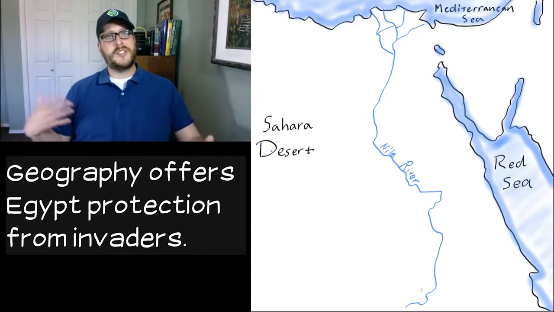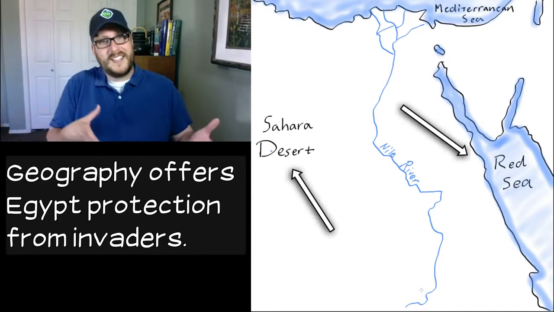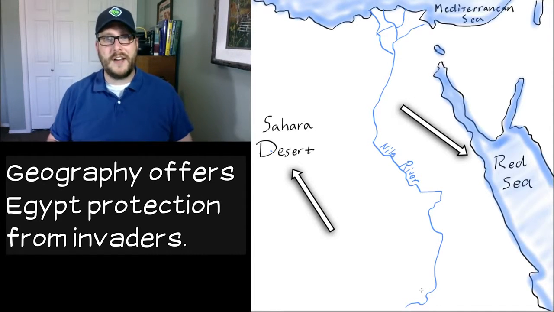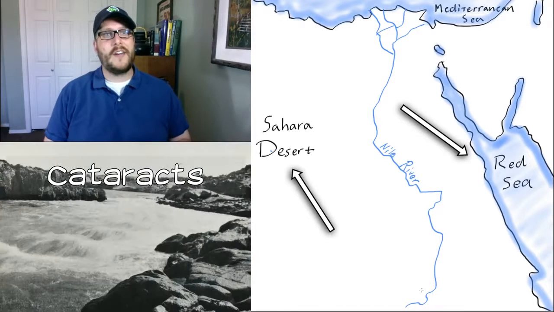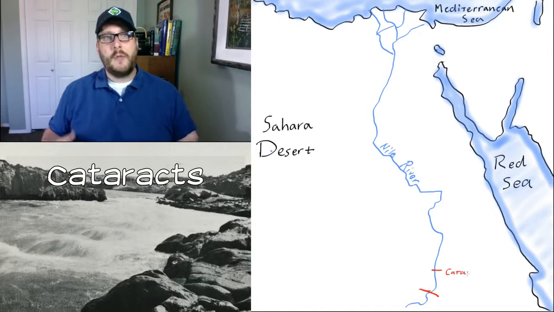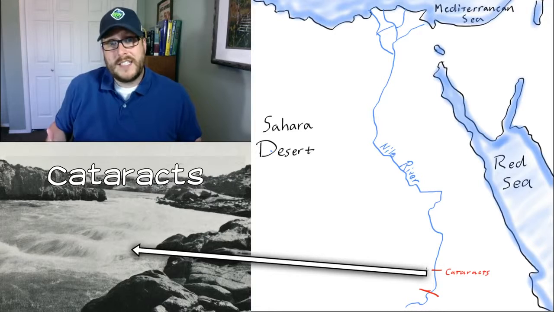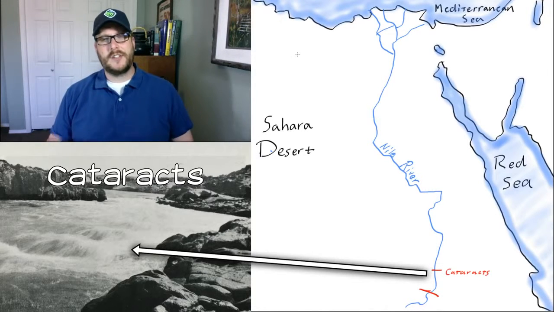The geography of Egypt also offered a lot of protection. You have the deserts and seas that protected against invaders, and in the south you had cataracts, which are natural rapids, which are very difficult to sail across, and this protected against invaders from the south.